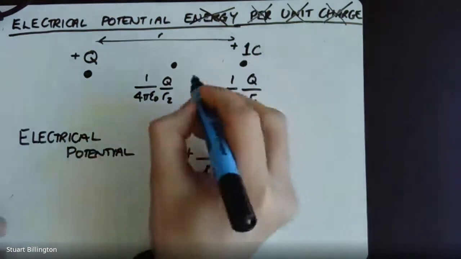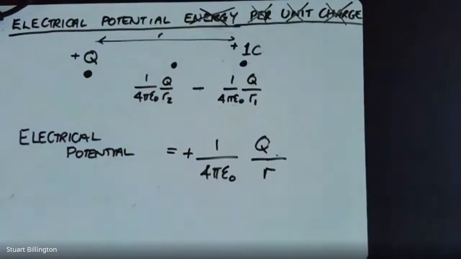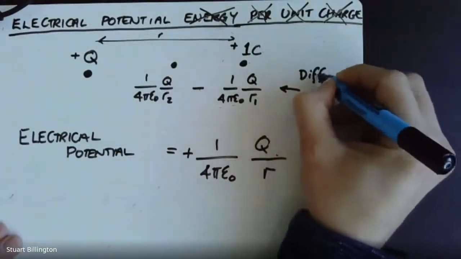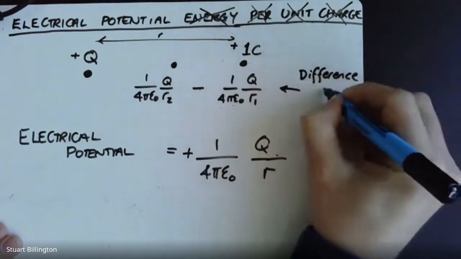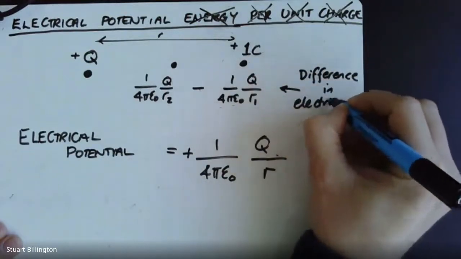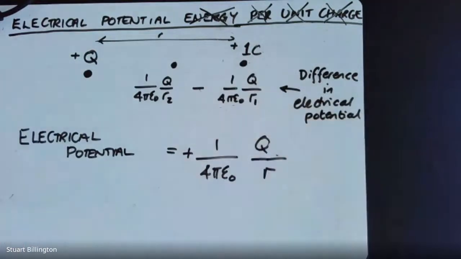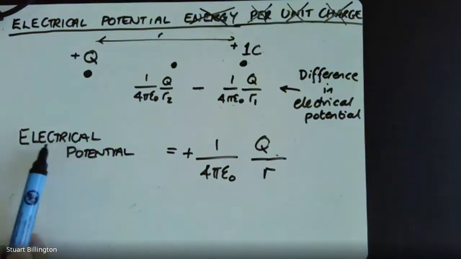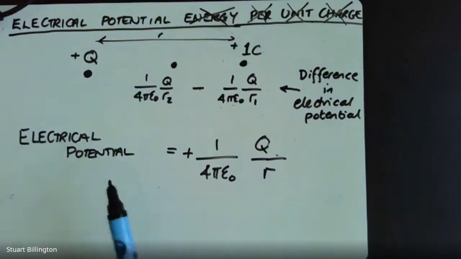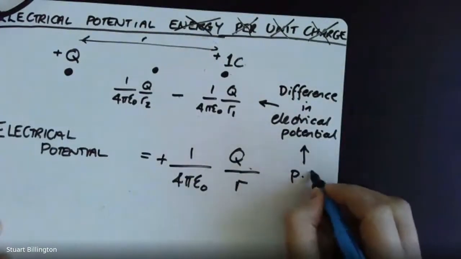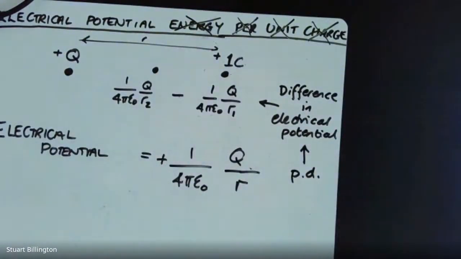And so if we just subtract one from each other, then this is now the difference in electrical potential, which over time, in a similar way that we shortened this name from electrical potential energy per unit charge to just electrical potential, as time went on, we ended up just referring to this as the PD, the potential difference.